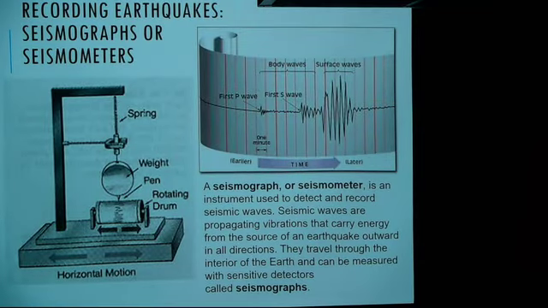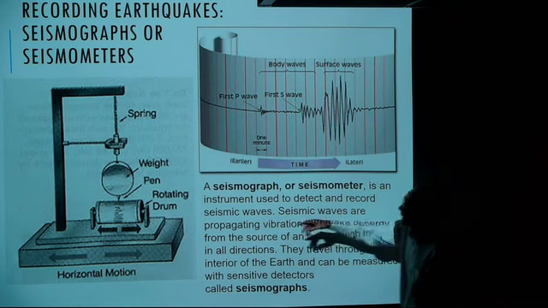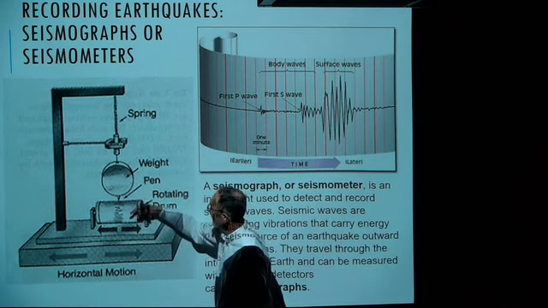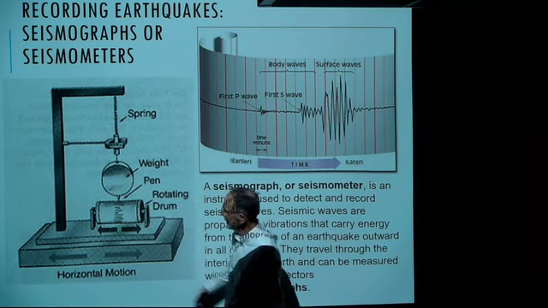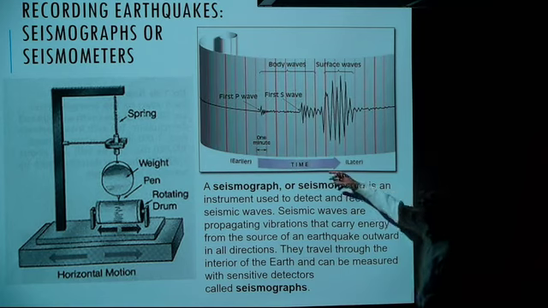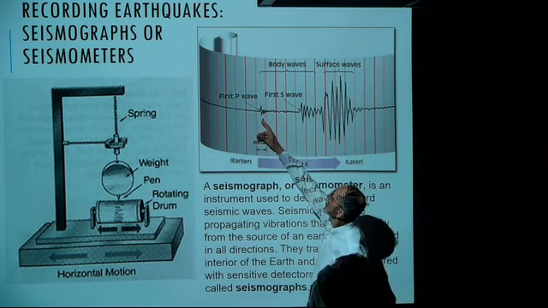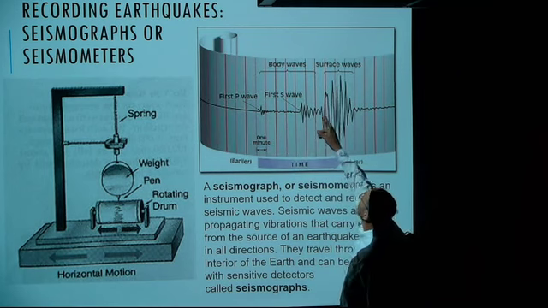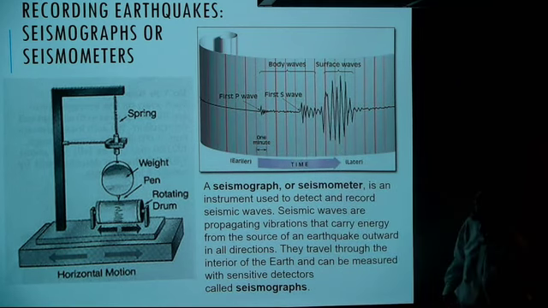recording earthquakes, seismographs or seismometers. A seismograph or seismometer is an instrument used to detect and record seismic waves. Seismic waves are propagating vibrations that carry energy from the source of an earthquake outward in all directions. They travel through the interior of the earth and can be measured with sensitive detectors. So essentially you've got a thing hanging here, and this is rolling around, and this pen is shaking as the earth shakes. And you can see this is the recording. The first thing that you see is called the P wave, then the S wave, and then the surface waves, and we'll talk about that in a minute.